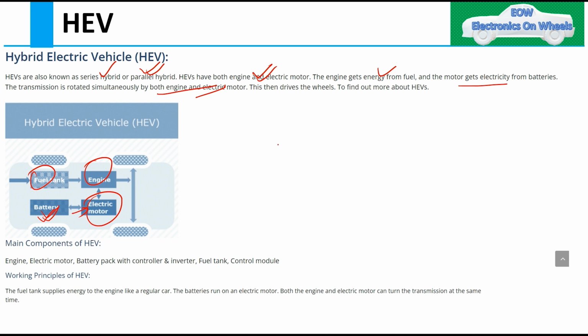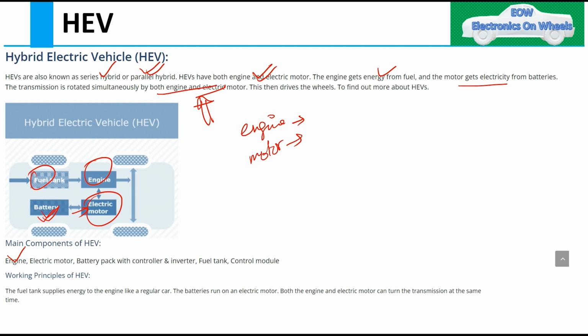But when you go to the PHEV, you can have two modes. Either you can run your vehicle on the engine, or you can run your vehicle completely on the motor as well. But in case of HEV, your vehicle will be run simultaneously by the engine and electric motor. This is also one difference between PHEV and HEV.